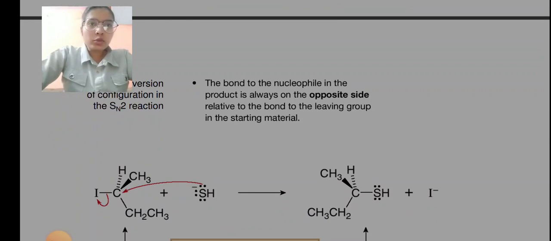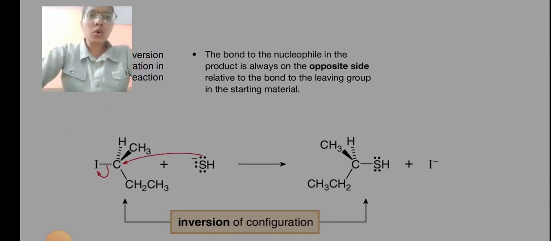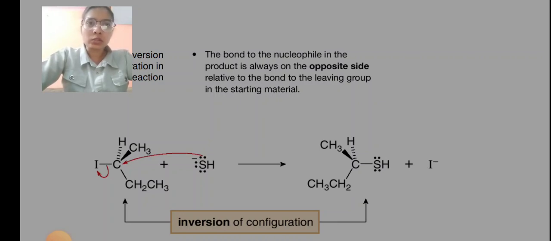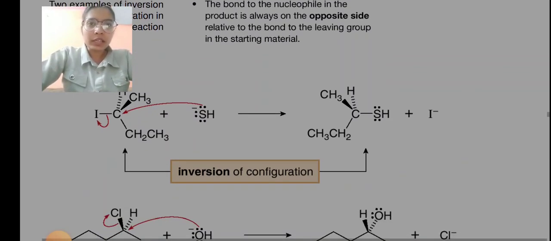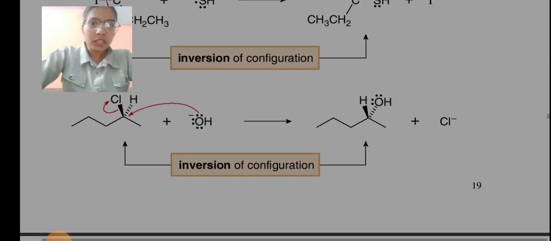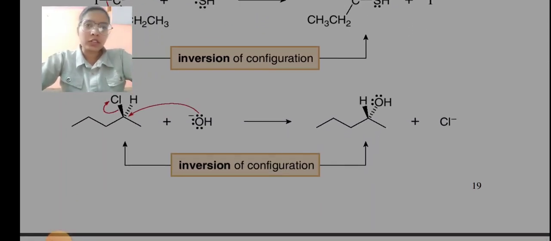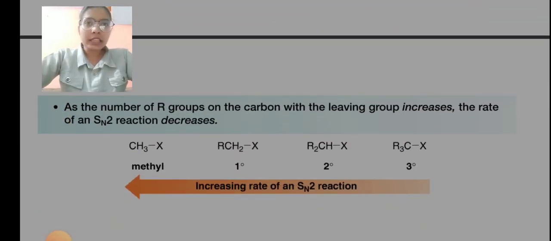The bond to the nucleophile in the product is always on the opposite side relative to the bond to the leaving group in the starting material. From here we can also see when SH negative attacks this C, I is the leaving group, and inversion of configuration is seen. Again we can see one more example in which hydroxide ion is attacking carbon and chlorine is the leaving group, and here is inversion of configuration. As the number of R groups on the carbon with the leaving group increases, the rate of an SN2 reaction decreases.